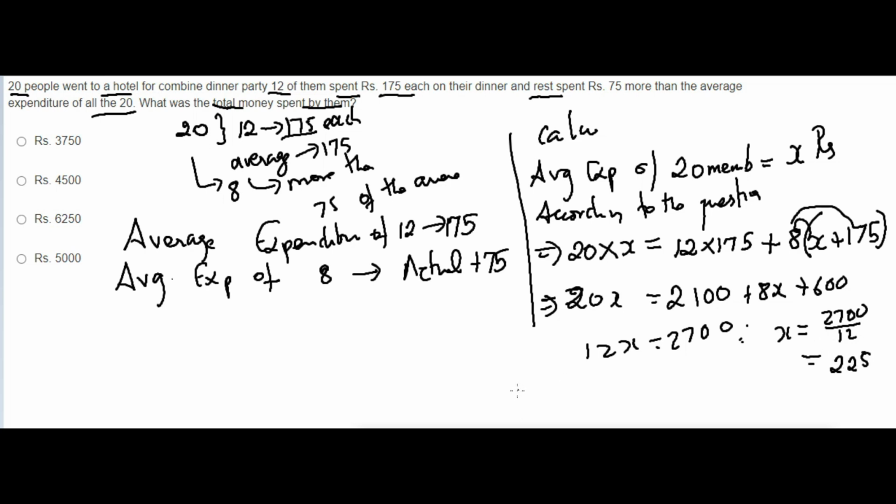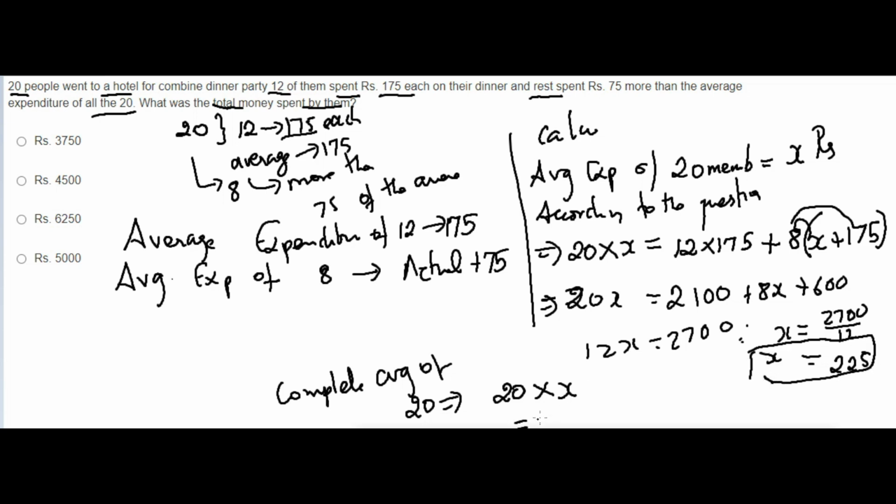So what's the complete average? 20x. Is it right? So you have to get the complete total of 20 members, so 20 into x. We know the value of x is equal to 225. Is it right? So automatically 20 into 225 is equal to 4500. So simply you have to click 4500.